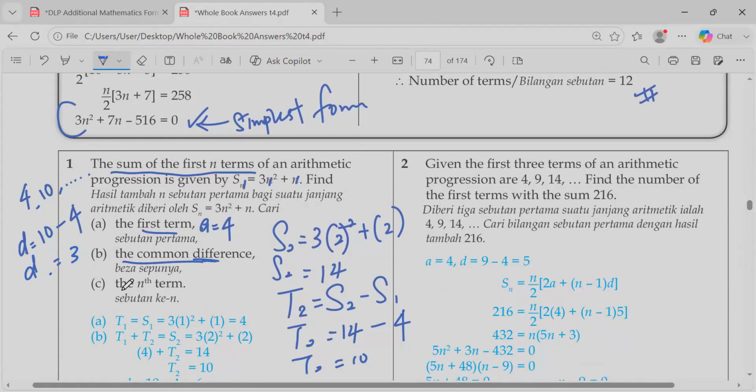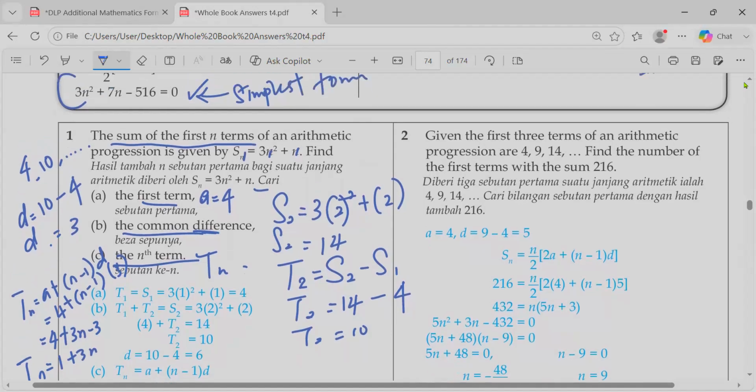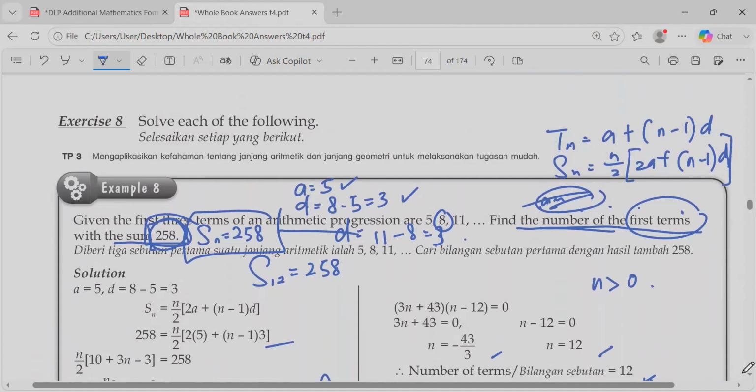This is the common difference. So find out the nth term, not the sum of the terms, the nth term. So you're just using the formula. You just substitute the formula. Substitute the A, substitute the D. And then you will get 4 plus 6n minus 6, and then you will get 6n minus 2. This is the nth term, not the sum of the terms. So what you have learned before, just these two formulas. These two formulas only.